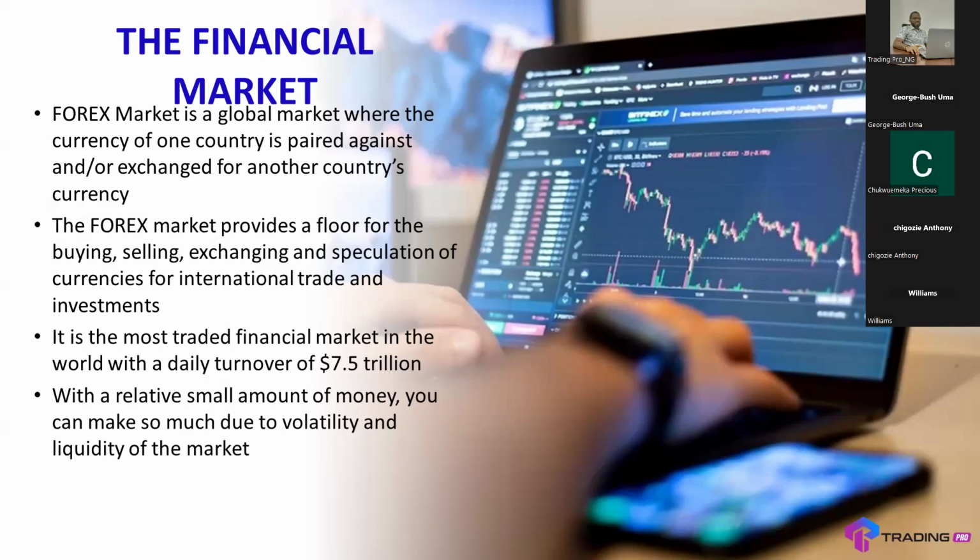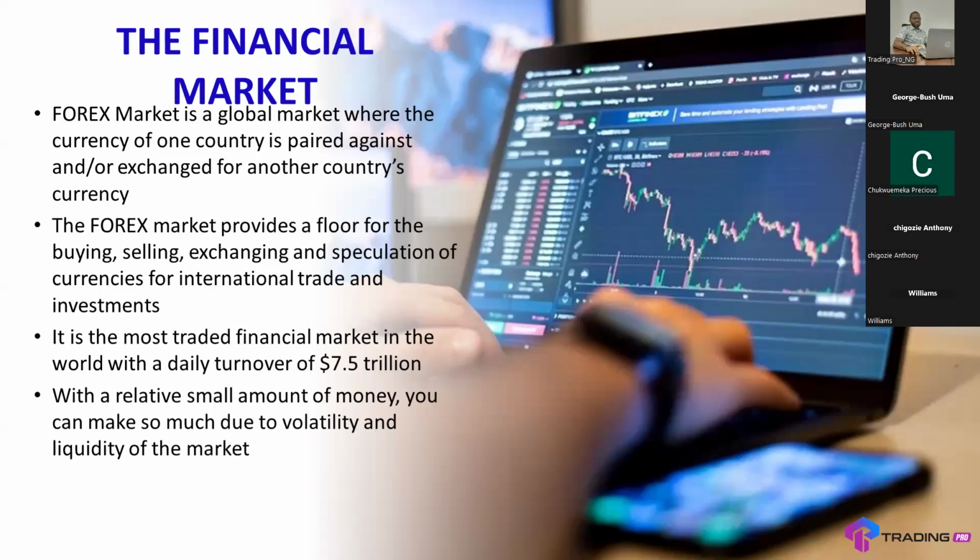So we are all aware, as we've been going through, that this market allows you to buy, to sell, to speculate on the rise, and to exchange one currency for another, for investment and for international trade and investment. That's basically what it is about. So you can either buy EUR/USD or sell EUR/USD. You can do the same with every other currency pair on our platform. So here you make money.